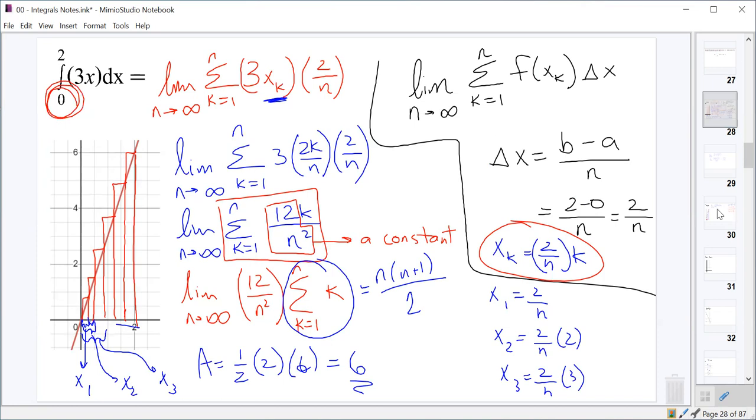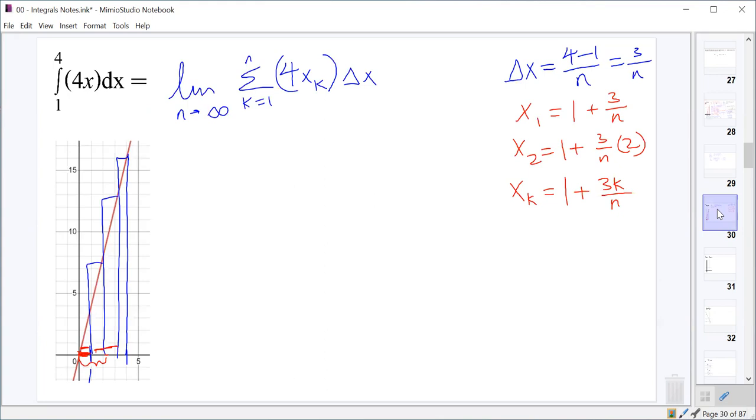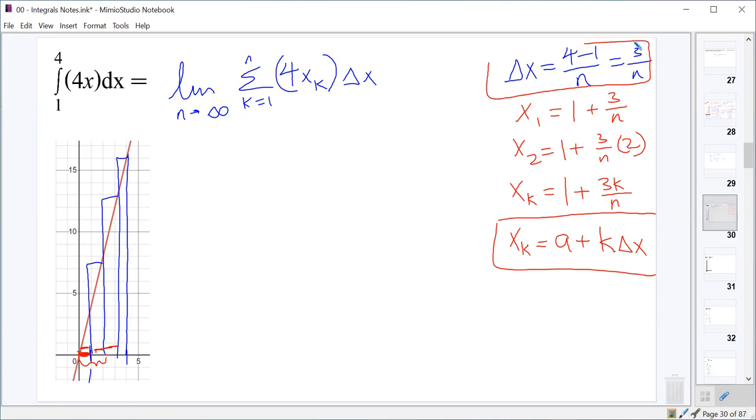But this time, since our integral is starting at 1, we've got to add that 1 in each time for x sub k. And we're going to see as we go through that x sub k is always going to be equal to a plus k times delta x. Since delta x is really easy to find, it should be convenient for us to know this formula. We should be able to come up with our delta x and our x sub k really quickly. And we'll say delta x, as we said before, is b minus a over n.